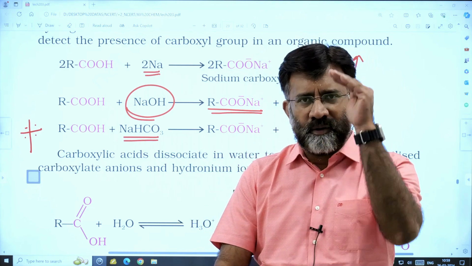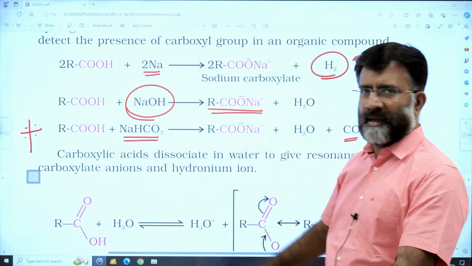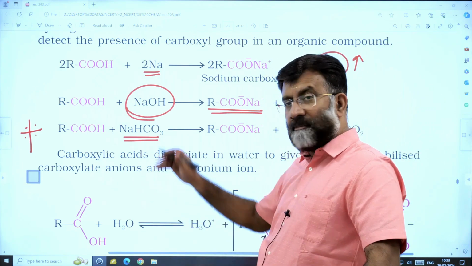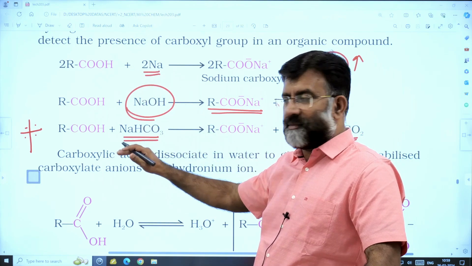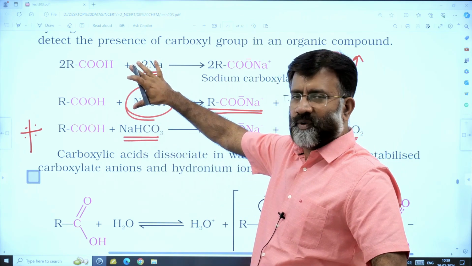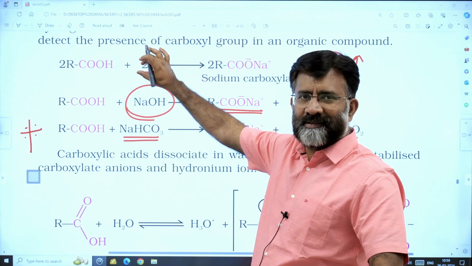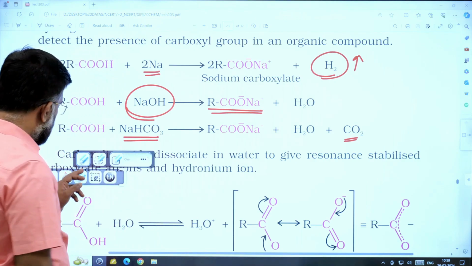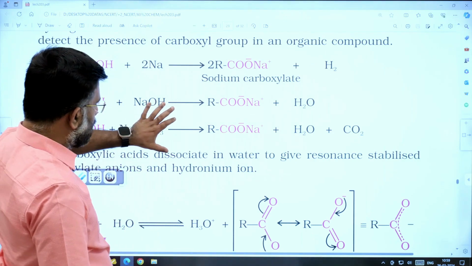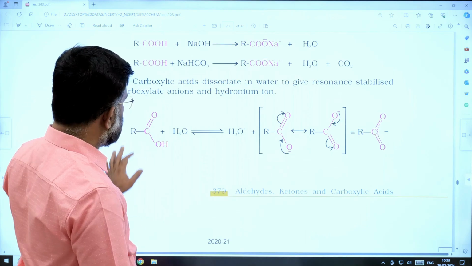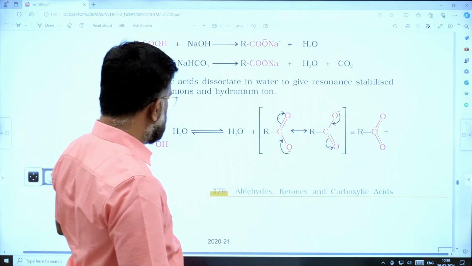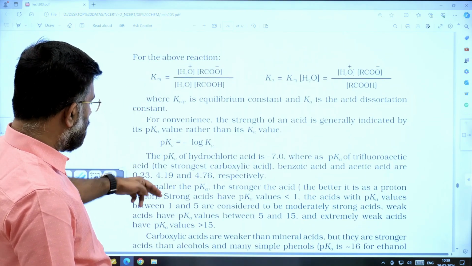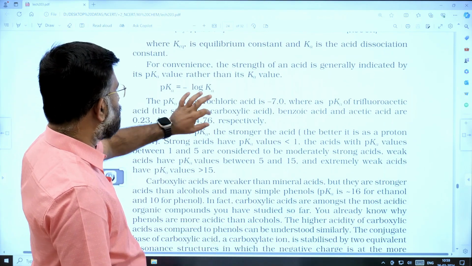The production of brisk effervescence using sodium bicarbonate is a very simple and convenient test for carboxylic acid. So all these reactions are given by carboxylic acid, and in fact we have seen earlier in one class, comparatively, these three reactions are given by carboxylic acid, while phenol gives these two reactions, while alcohol gives only this one reaction. We have discussed that. A comparative study of relative acidic strength of alcohol, phenol and ethers. This is the resonance stabilization caused by carboxylate ion. And Ka, pKa values and related points.